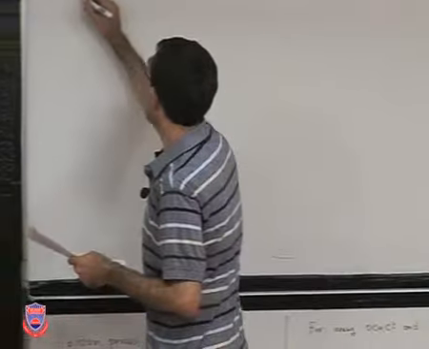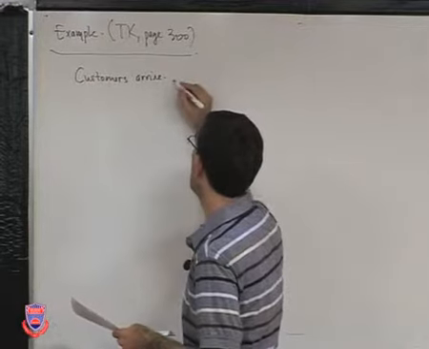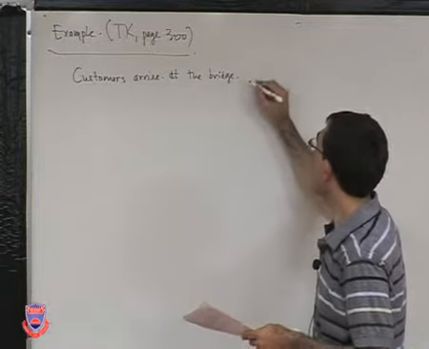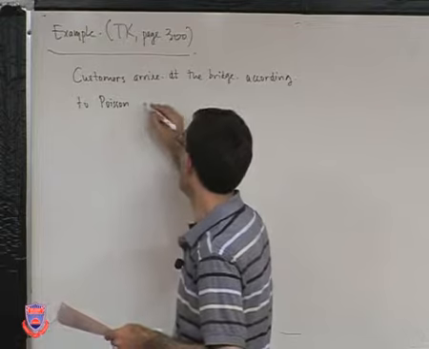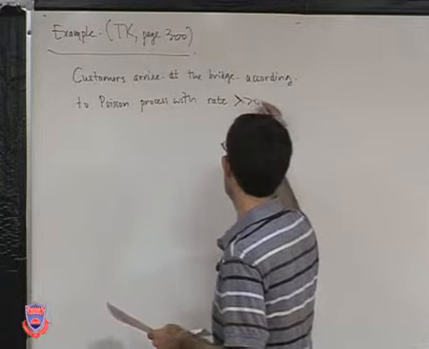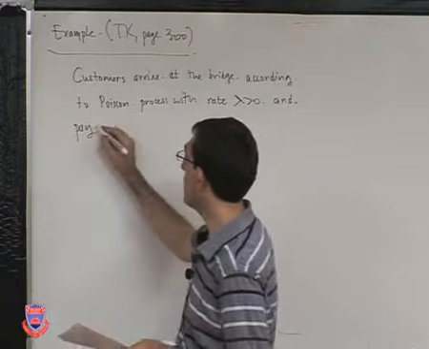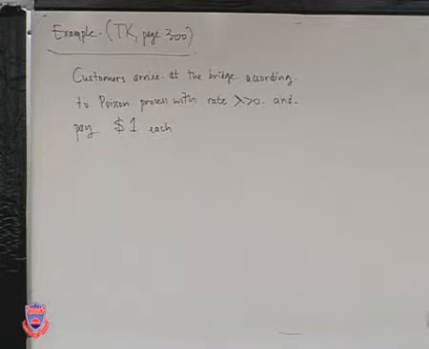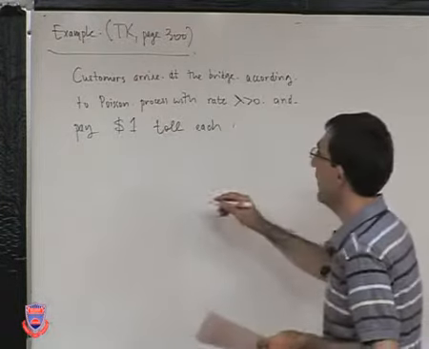Okay, so let us just take a short note. Customers arrive, let's call it bridge now rather than a facility, at the bridge according to a Poisson process with some known rate lambda, and customers pay $1 each before they cross the bridge. They pay $1 toll each.